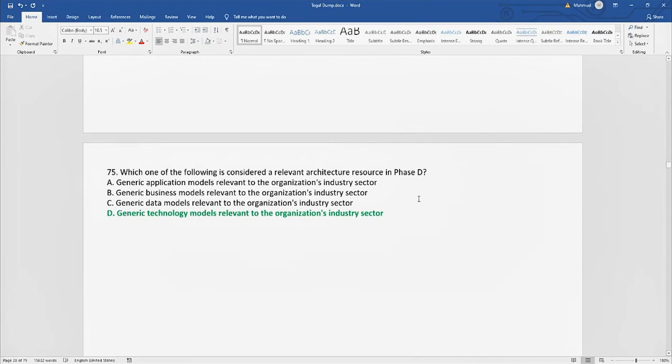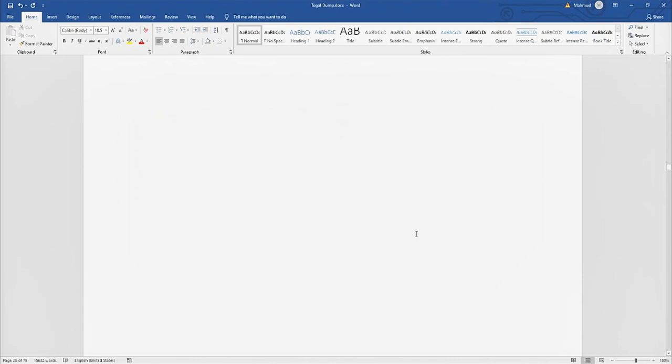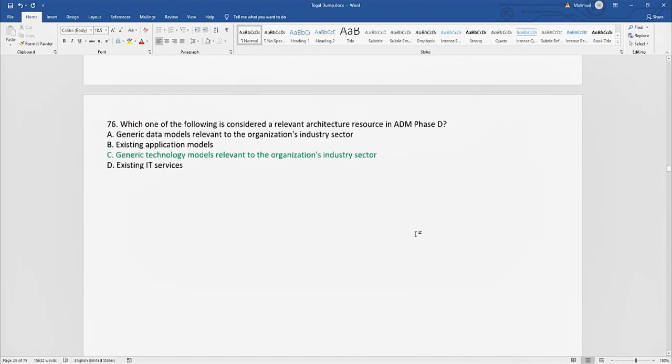Which one of the following is considered a relevant architecture resource in Phase D? Generic technology model relevant to the organization's industry sector. Which one of the following is considered a relevant architecture resource in ADM Phase D? Generic technology model relevant to the organization's industry sector.